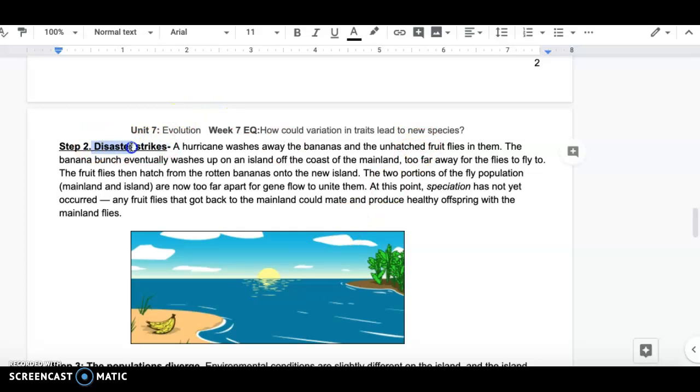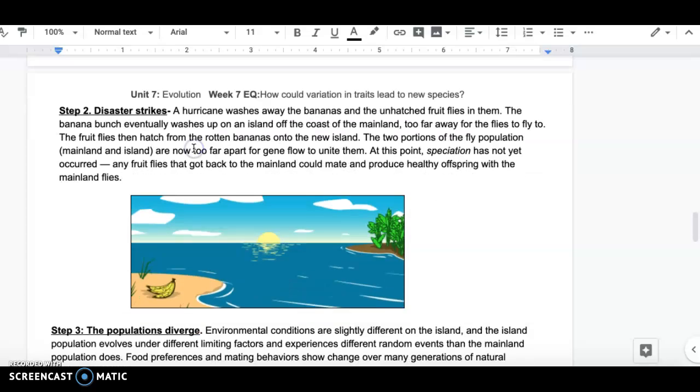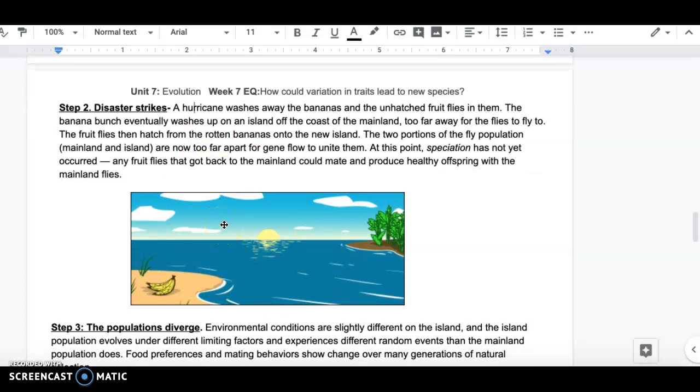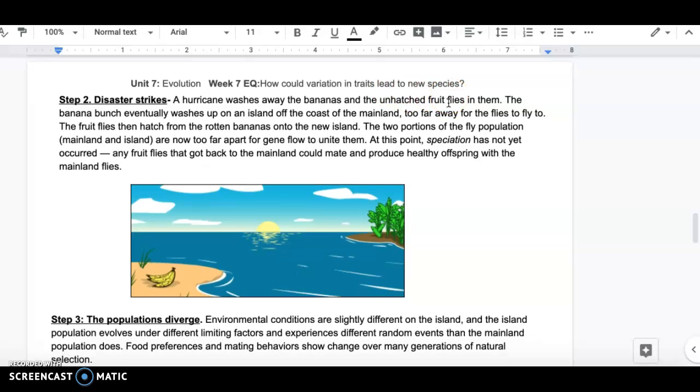Okay, so I know that in step 2, something is happening, like a natural disaster. That kind of reminds me of ecological succession, right? A natural disaster happening is just going to cause a major change to either the species that this is impacting or the ecosystem that it lives in. Anyways, a hurricane washes away the bananas and the unhatched fruit flies in them. The baby fruit flies that are in the dead bananas, right?